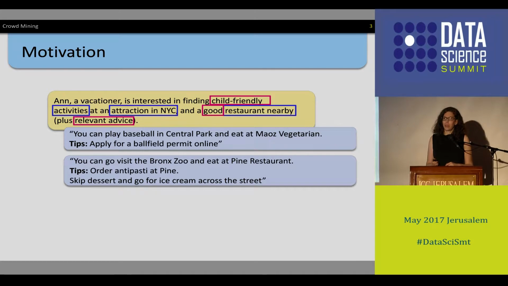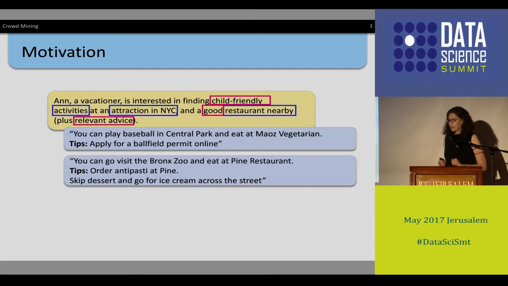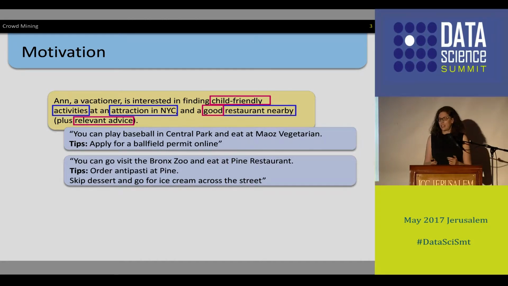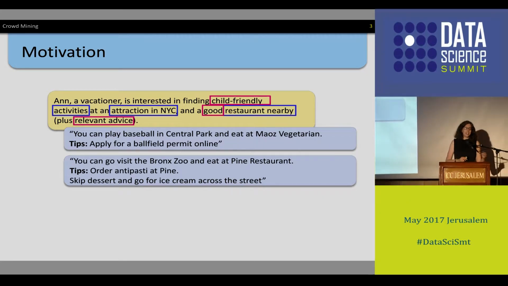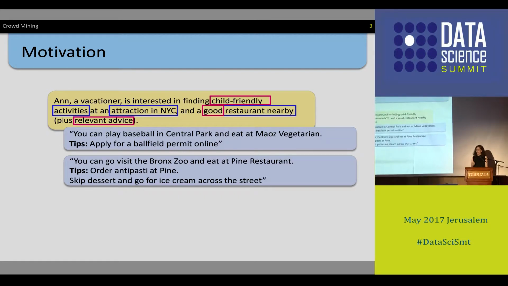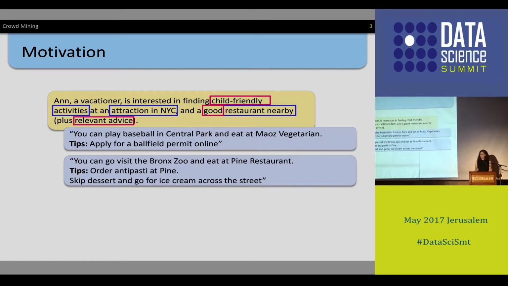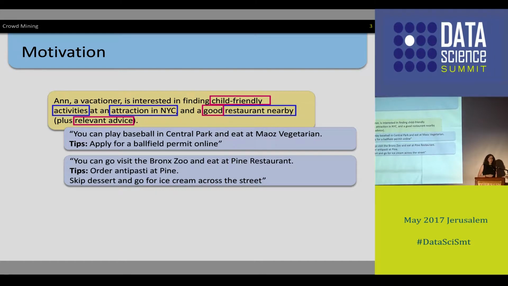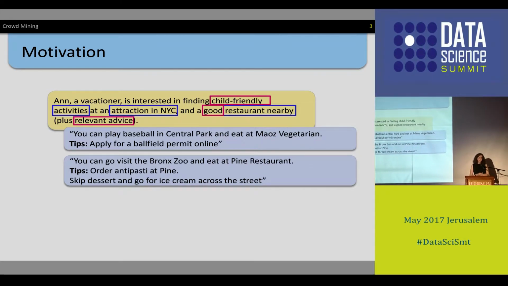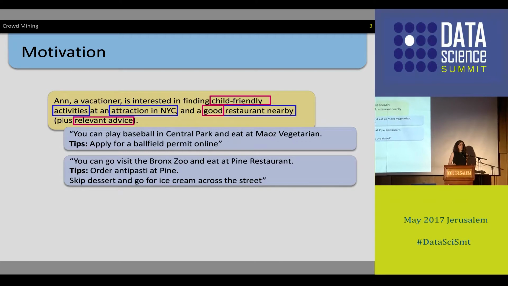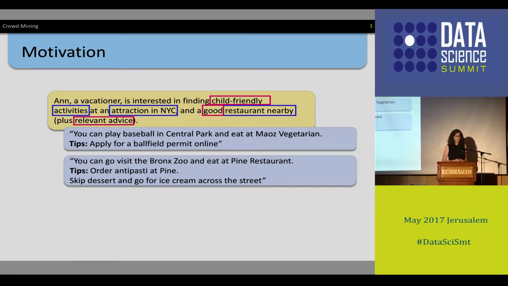What we would like to be able to do is to answer these sort of questions. Okay, sounds very reasonable as a target. The answers that we might expect would look something like the question. So you can play baseball in Central Park and eat at this restaurant. Also, you can apply for a ball field permit, or you can go visit the Bronx Zoo and eat at a different restaurant. Okay, so the structure of the answers should be something like the question that Anne has asked.